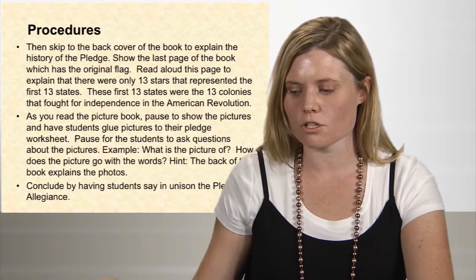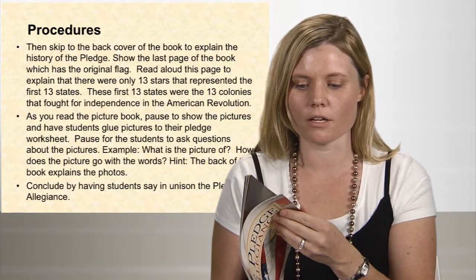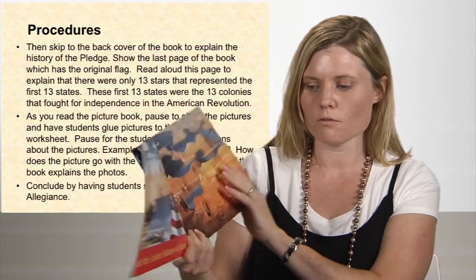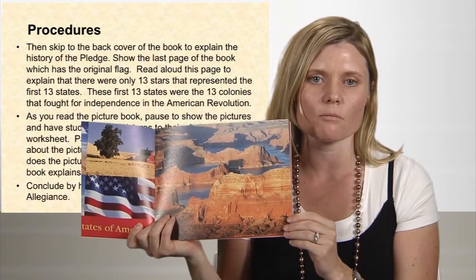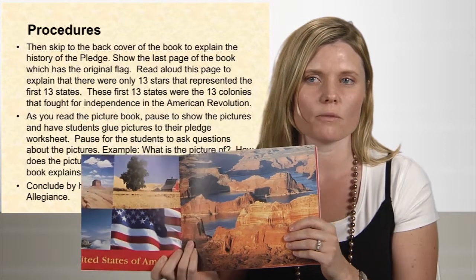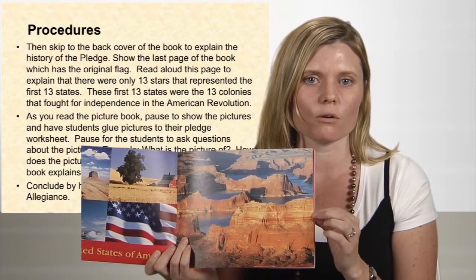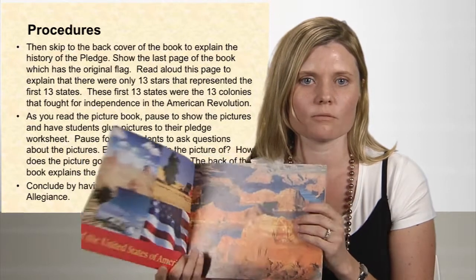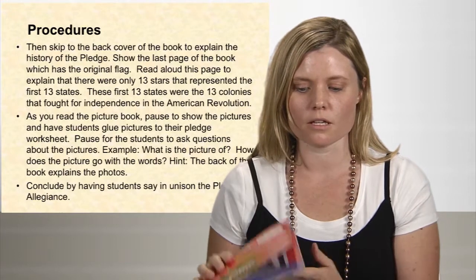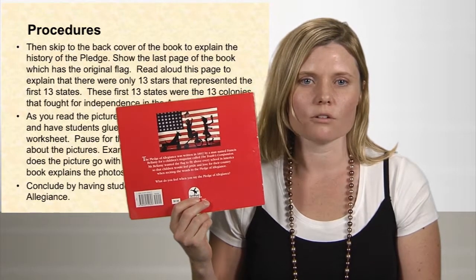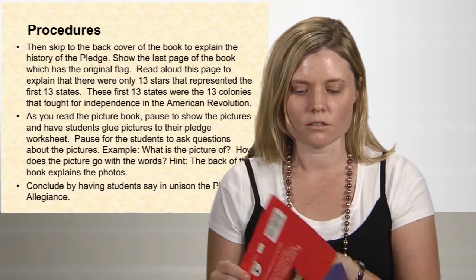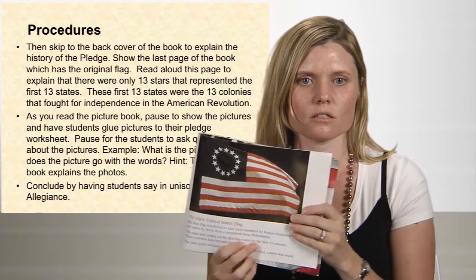As you read the pledge and have them cut and glue, you can show pictures from within the picture book. For example, this is of the United States of America, and you can explain where these different pictures take place and also guide them as to which picture should go into this particular box on the worksheet. Then you're going to skip to the back cover of the book to explain the history of the pledge, and you'll also show the last page of the book, which has the 13 colonies flag.